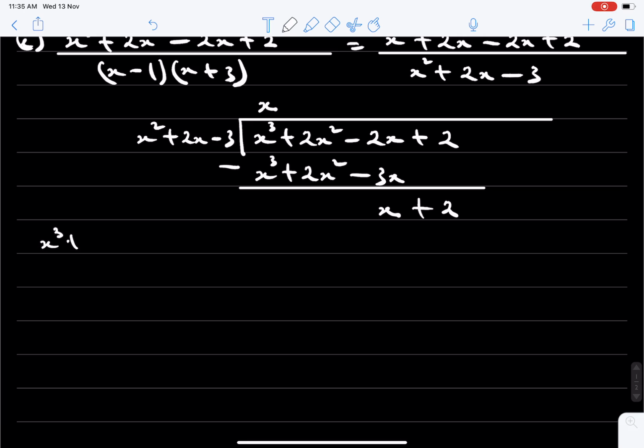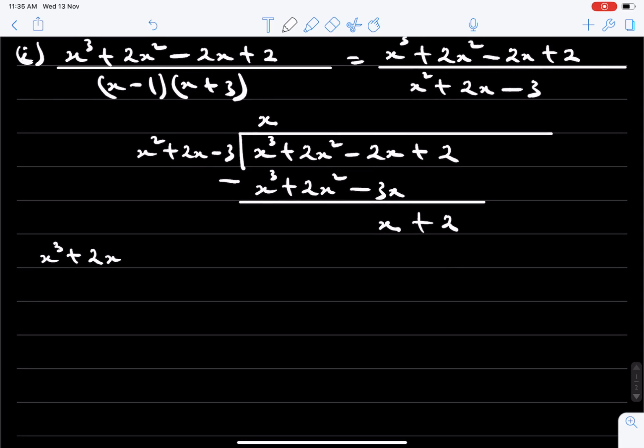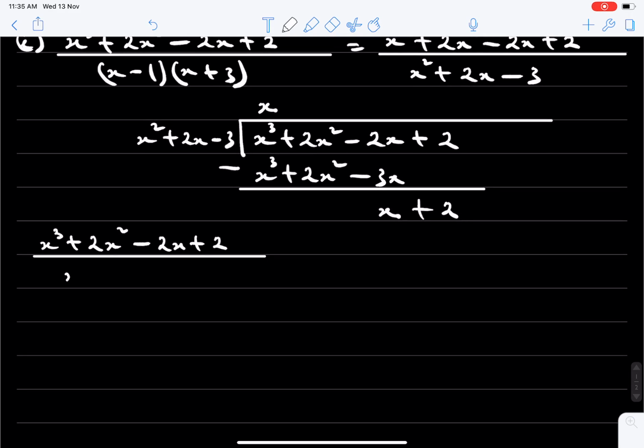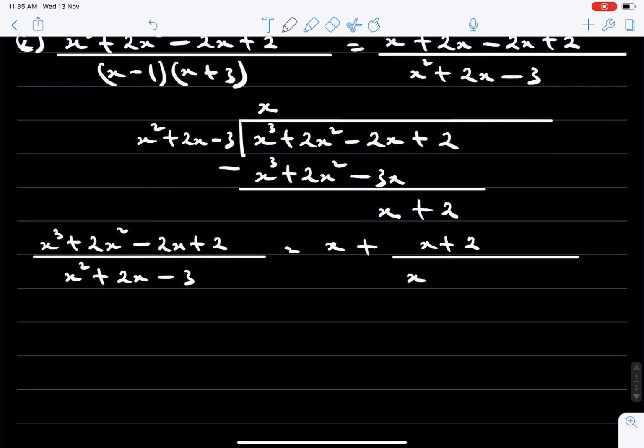So the fraction becomes: x cubed plus 2x squared minus 2x plus 2 over x squared plus 2x minus 3 is equal to x plus 2 divided by x squared plus 2x minus 3. It's important to note how the proper fraction is obtained.